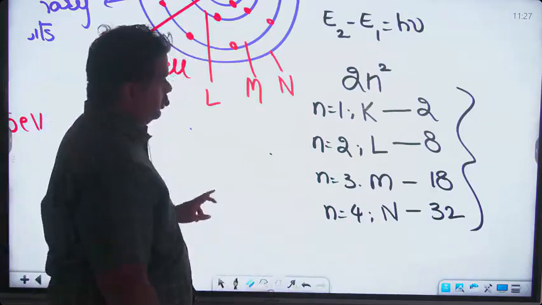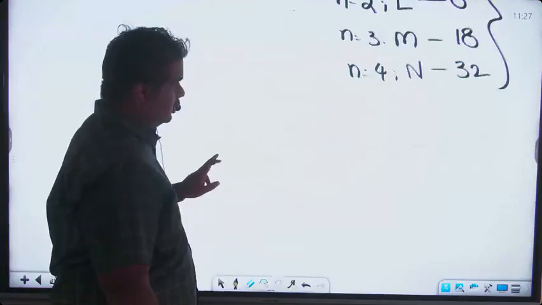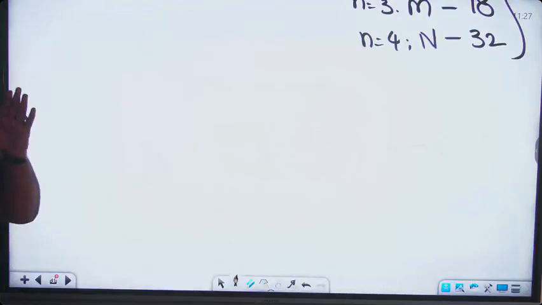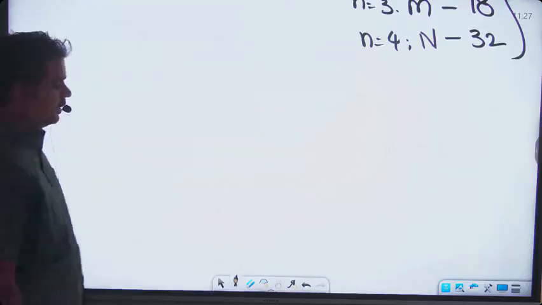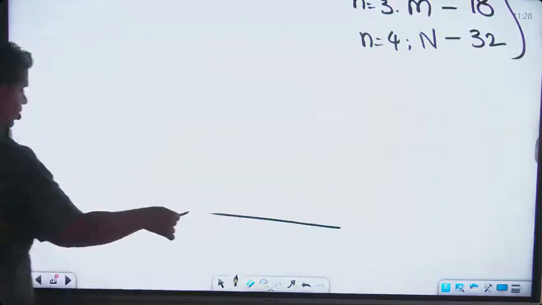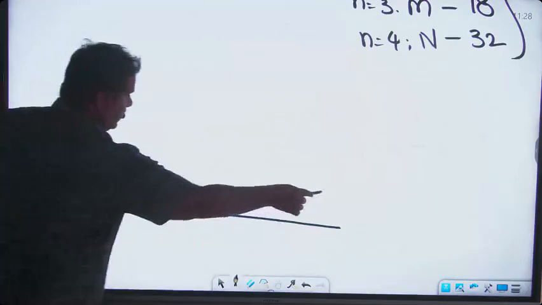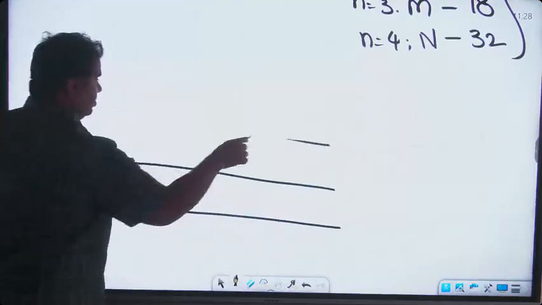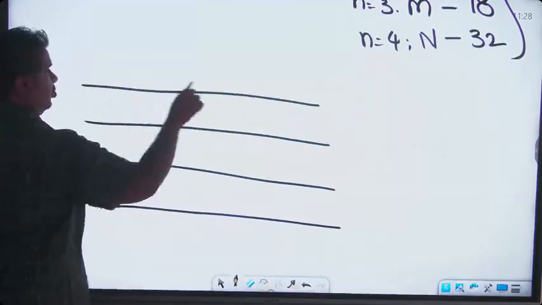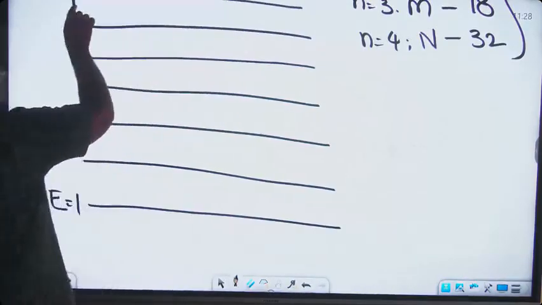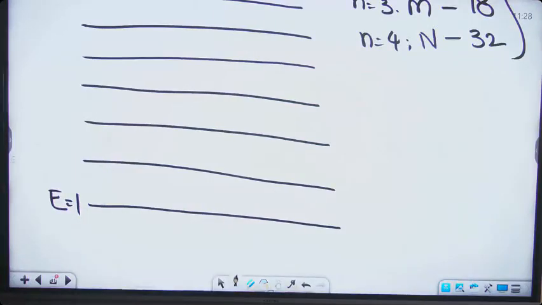Now, moving on to the next point in Bohr's model. In Bohr's model, electrons, whenever they are moving from higher level to lower energy level, energy is released. Now assume that the first energy level is E1, this is E2, this is E3, and E4, E5, E6, as well as E7. Suppose that one atom is having 7 energy levels in it.